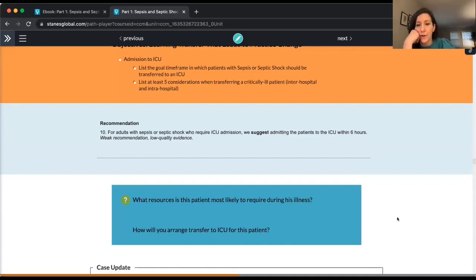Good. So I kind of started us off, and now people are starting to think about it. Mr. G is critically ill. We identified that by diagnosing him with sepsis and now septic shock.